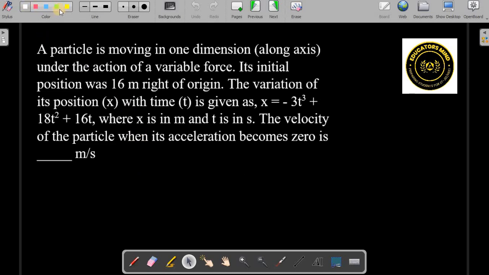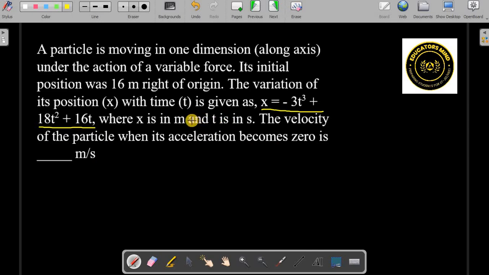So let us start. A particle is moving in one dimension along the x-axis under the action of a variable force. Its initial position was 16 meters right of origin. The variation of its position with time is given as follows, so x is varying with time, where x is in meters and time is in seconds. The velocity of the particle when its acceleration becomes 0 is. We have to find out velocity when acceleration is 0.